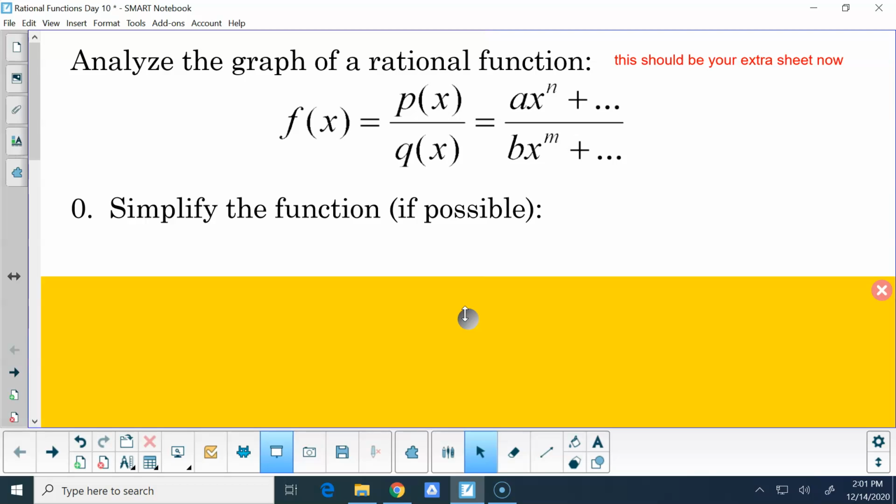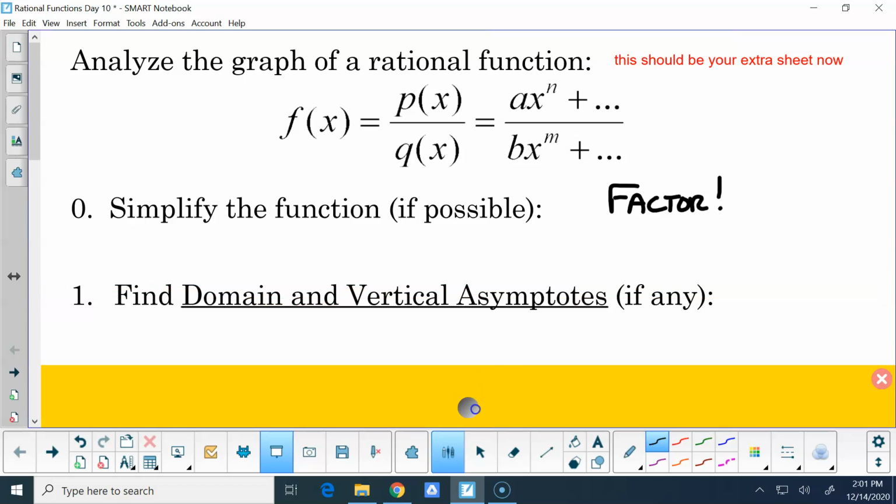Okay? So we need to factor in this step. We've got to factor until we can't factor anymore. We cross some things out if we do, and if we do cross some things out, that leads us to step number 5, find the hole.